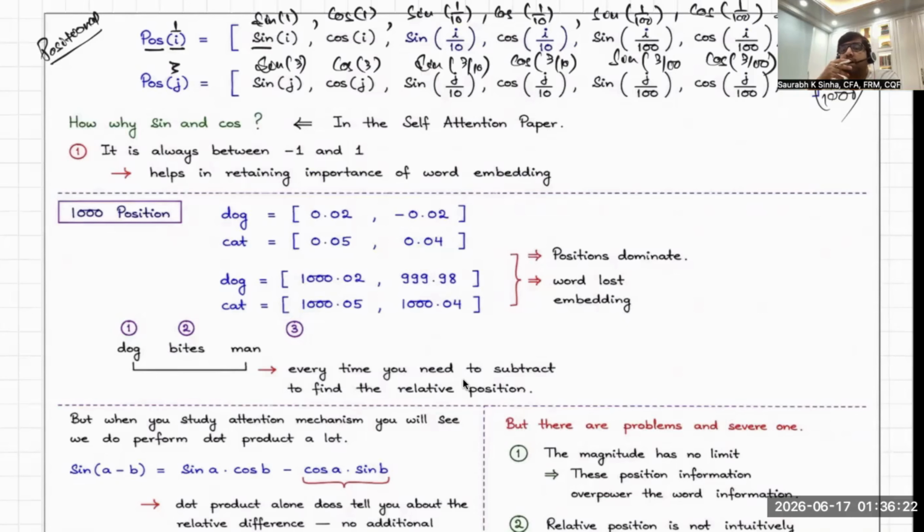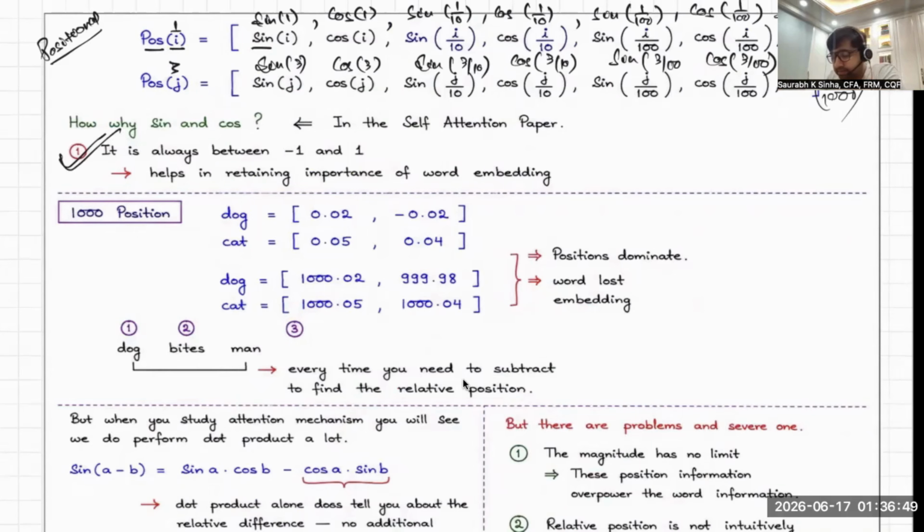First of all, it resolved the problem of magnitude. We know that sine or cos always fluctuate between -1 and 1. So definitely the position information will never ever overpower the information of the word. So the first problem has been resolved.